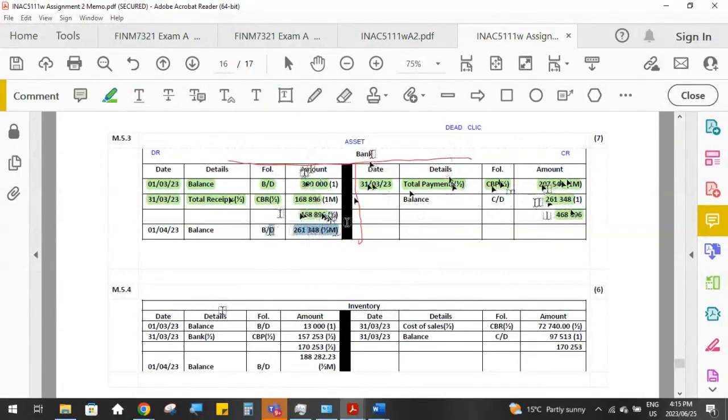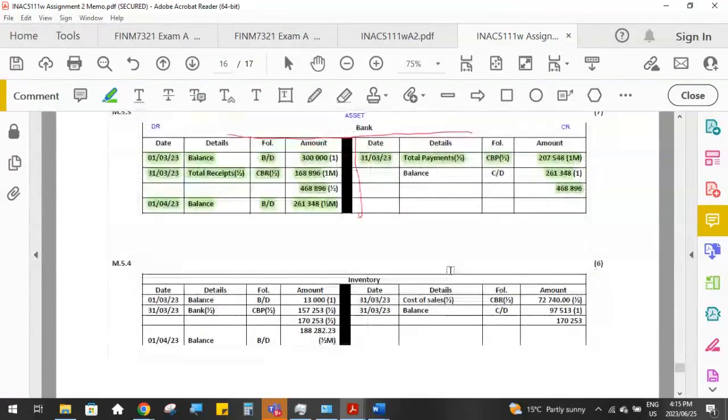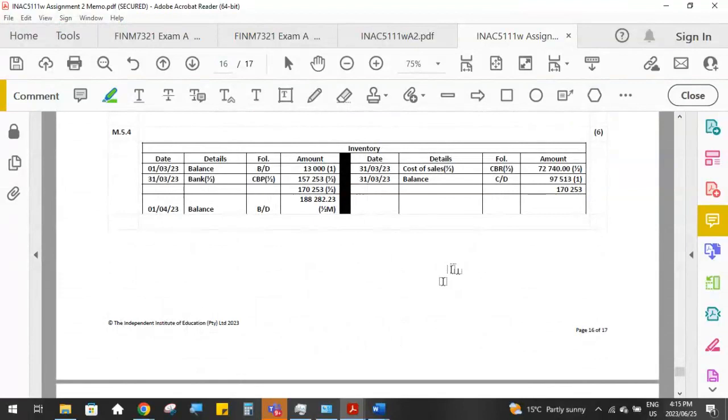So that means that the balance carried forward, or the balance brought down, as at the first of the next month, is going to be 261,348. Okay, which is the total debits minus the total credits, as at the end of March. And then you do the exact same thing for the inventory account that they asked us to balance.